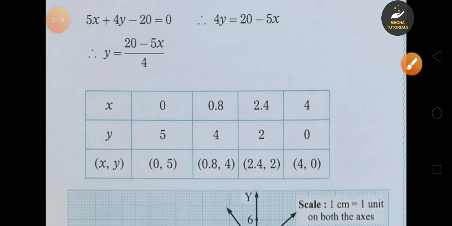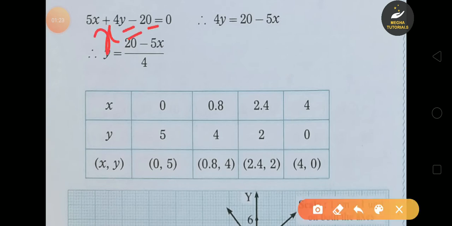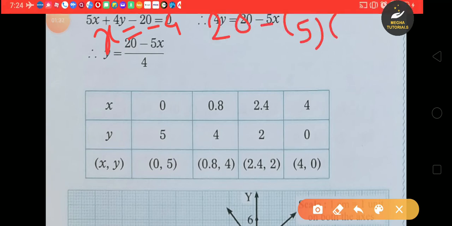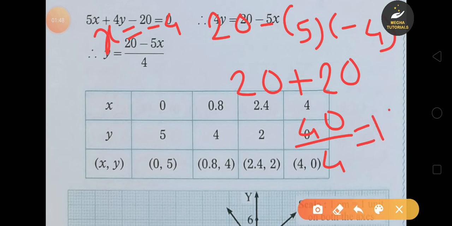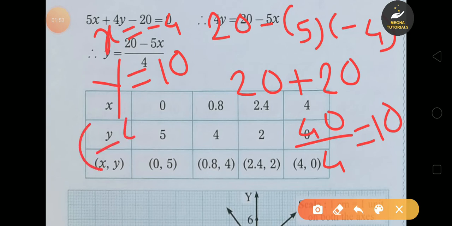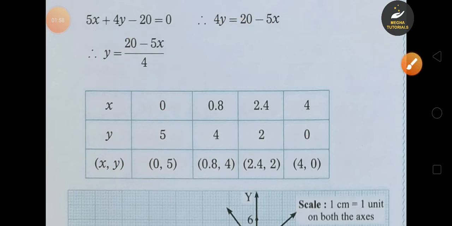Now let us assume x is equal to -4. जैसे कि मैंने बताया जो भी denominator है उतना difference लेते जाने का. Okay. So 20 minus 5 into -4. So 5 into -4 is -20, and minus minus becomes plus 20. So it will be 40. So 40 upon 4 is 10. Okay. So आपका next pair आएगा -4, 10. Okay. So consider this pair. This is your third pair.